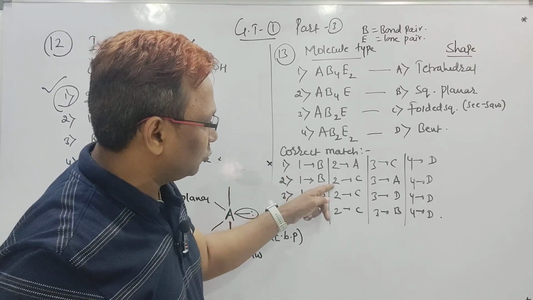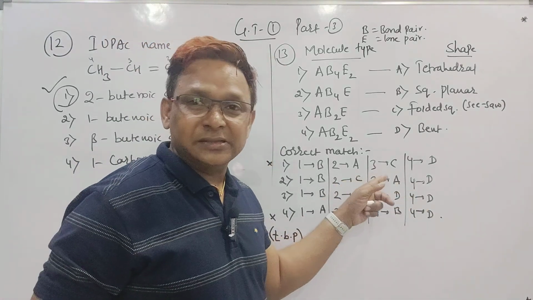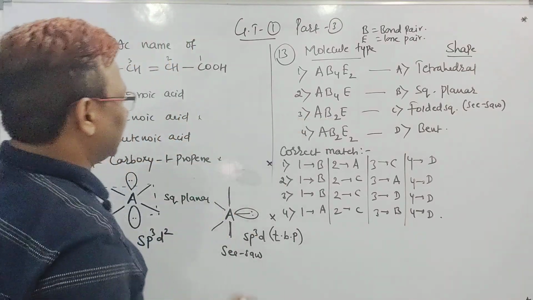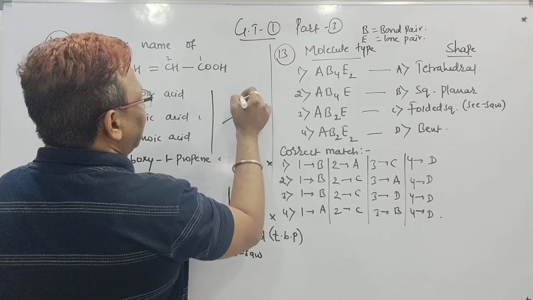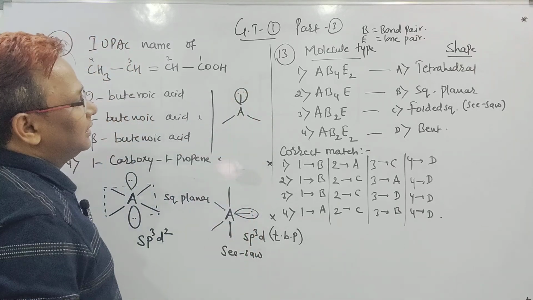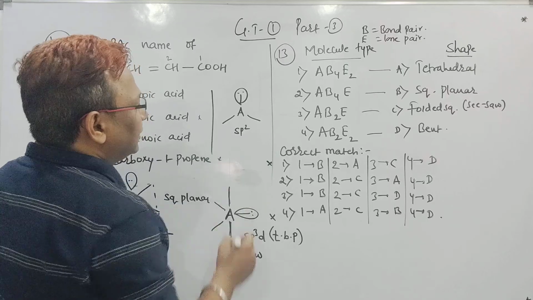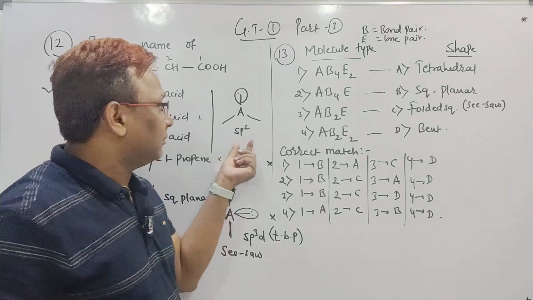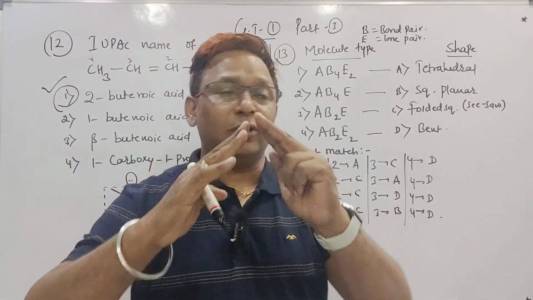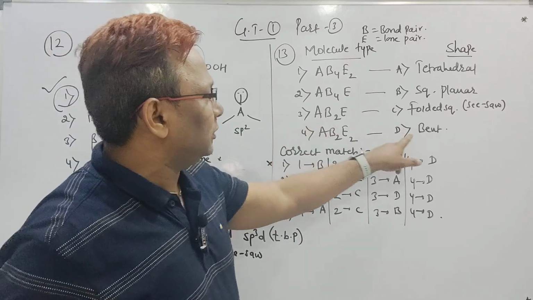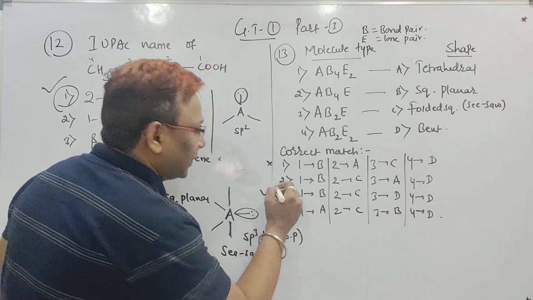1 is B, 1 is B, 2 is C, 2 is C. Only the left one is 3. Either it is A or D. Check it. AB2E, beta, I'll write here only. AB2E, this is A, these are the 2 B, and this is 1 E, which is a lone pair. How many? 2 bond pairs, 1 lone pair. Obviously hybridization becomes sp2. But sp2 is trigonal planar, and because of the presence of 1 lone pair on the plane, it is going to bend like that. It looks like a bent shape. AB2E becomes bent. For 3 it is D, beta, A and D. Option third is the correct answer.